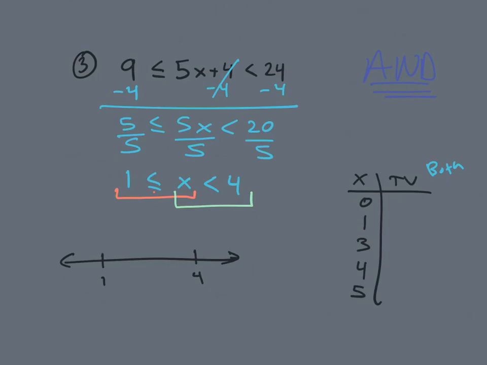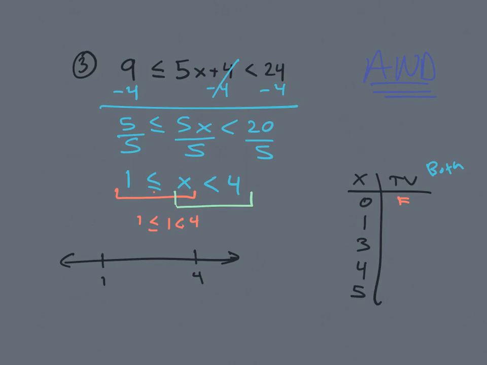Let's see. When I plug 0 in here, we have 1 is less than or equal to 0, is less than 4. That 0 doesn't fit. 0 is not bigger than or equal to 1. That part's not true, so I get false. When I plug in 1, let's try this again: 1 is less than or equal to 1, which is less than 4. That's true. That fits there.